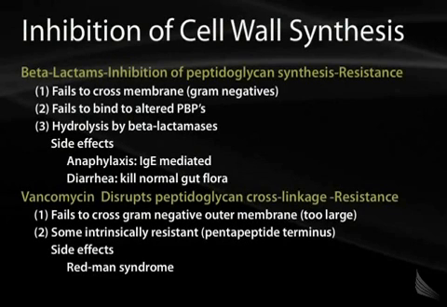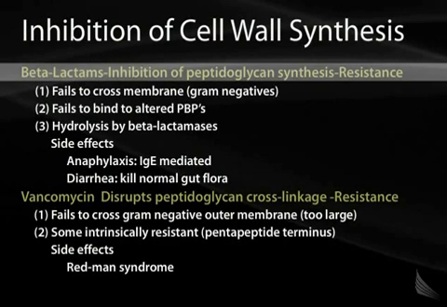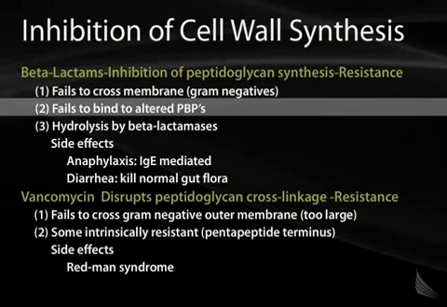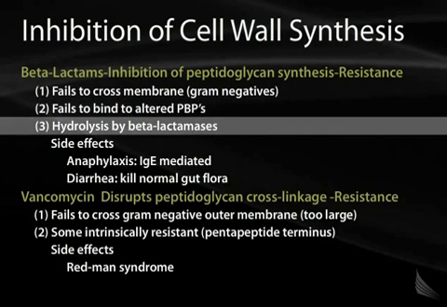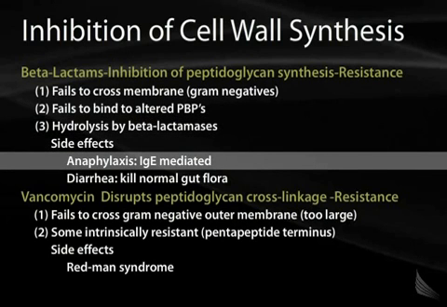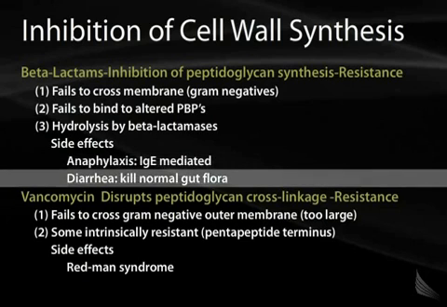When you're talking about inhibition of cell wall synthesis, you need to know about beta-lactam antibiotics. These inhibit peptidoglycan synthesis. You can get resistance in bugs to penicillins and cephalosporins. You can do that by keeping the drug from crossing your membrane, like the gram-negatives do. You can have it fail to bind to altered penicillin binding proteins. Or you can have hydrolysis by beta-lactamases. Some side effects of these include anaphylaxis to penicillins, which is usually IgE-mediated, and diarrhea, and that's mostly because the penicillins kill the normal gut bacteria.